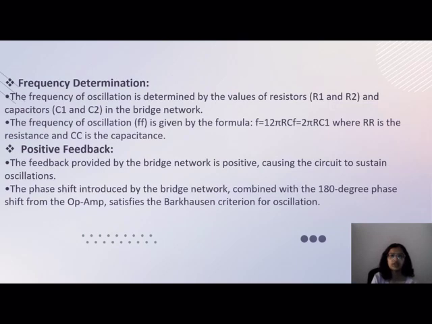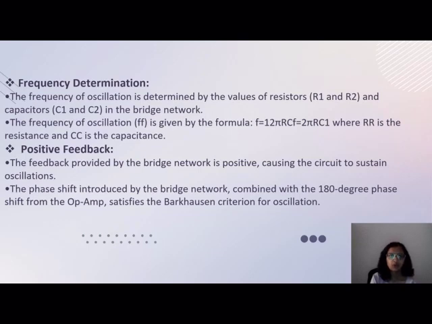The frequency of the oscillation in the Wien bridge oscillator is determined by the values of resistors R1 and R2 and capacitors C1 and C2 within the bridge network. It is expressed by the formula f = 1 / (2π RC). The frequency f is dependent on the resistance R and capacitance C in the network. The frequency f can also be determined as f = 1 / (2π RC1).